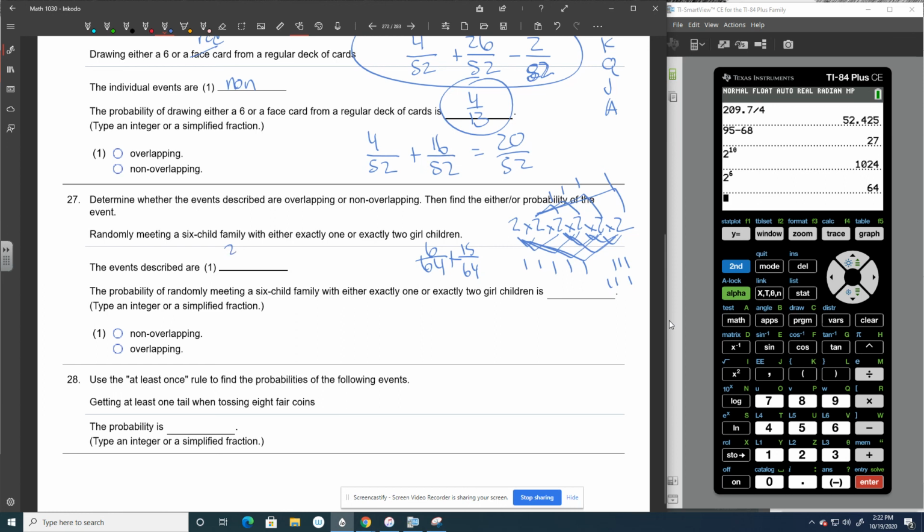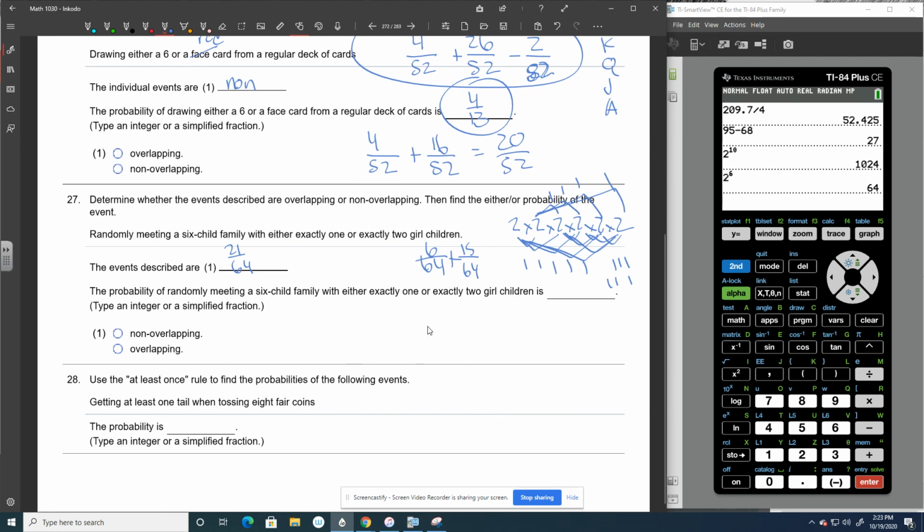So what that adds up to is 21 out of 64 different ways that you could have exactly 1 or exactly 2 girls. We'll find some easier ways to count these, in fact, in the next unit.